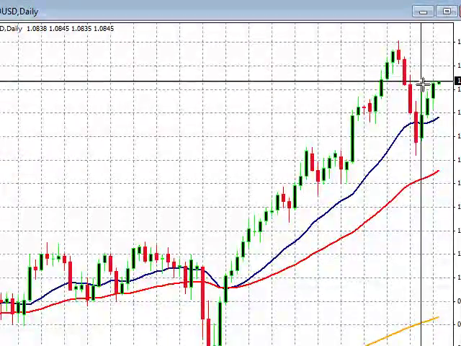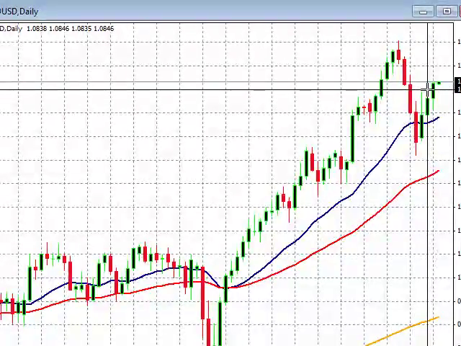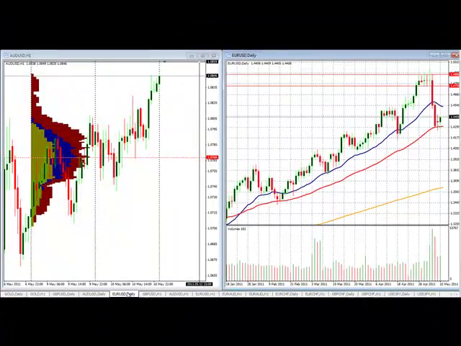I'm probably going to wait because the entry was 2 days ago. The entry was at 1.08. Now I'm going to wait and see for another pullback. And then we have the euro dollar. Also not as strong as gold.